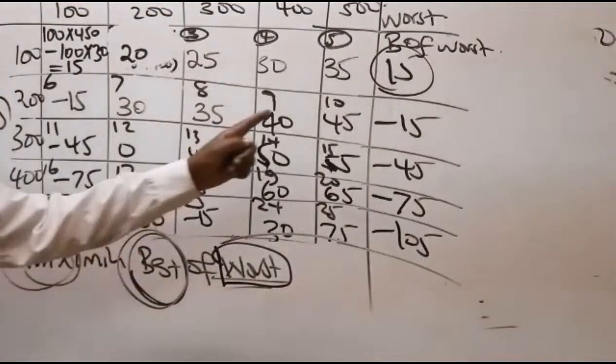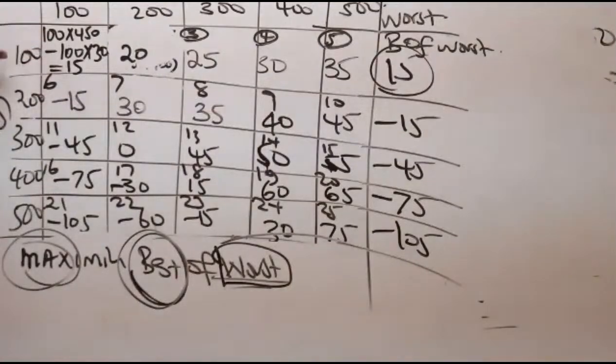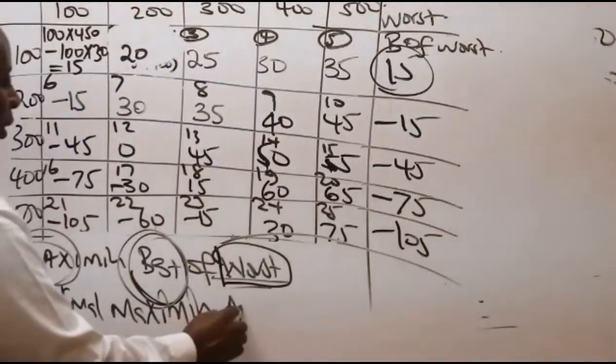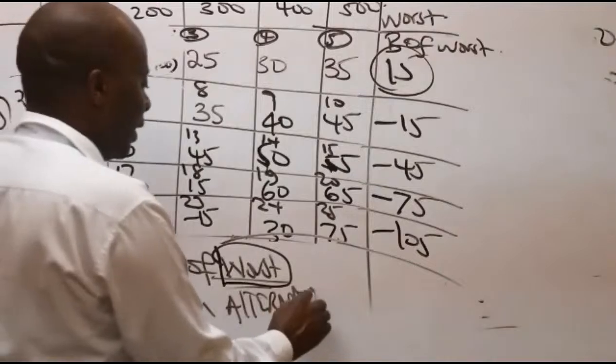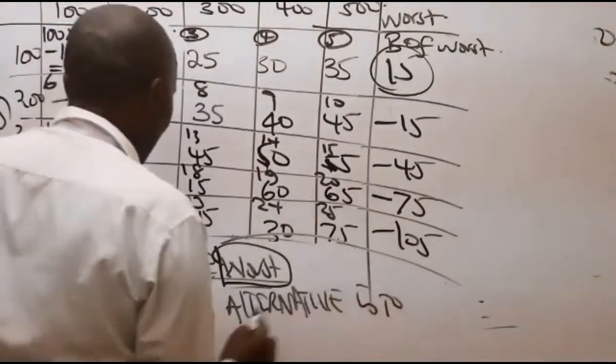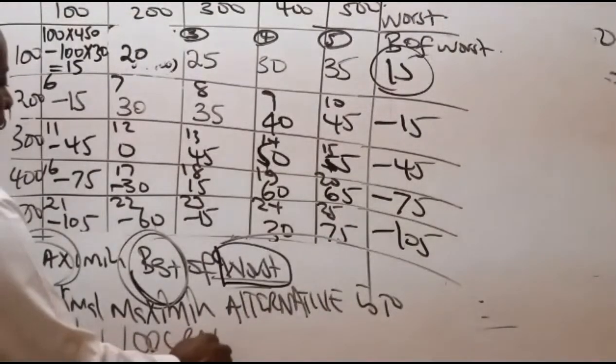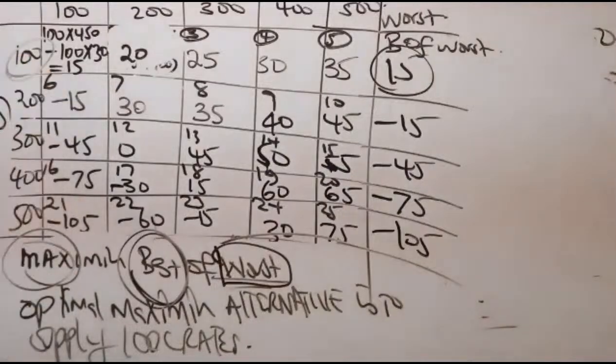If it is the best of the worst, what does it correspond to here? It corresponds to 100 crates. So you're saying here that the optimal maximin alternative is to supply 100 crates. Are we together up to there, my friends? Yes. Thank you very much.